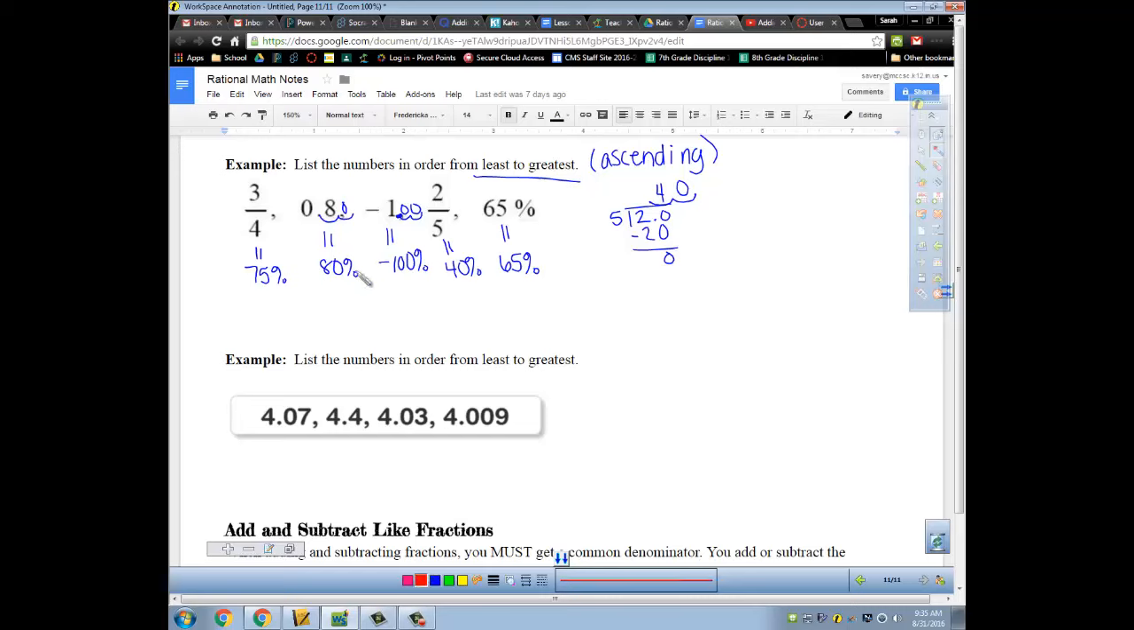Okay, so I'm looking for the smallest number, which was -100%. So I look back and that was my -1. So I like to write the numbers how they were originally. So I'm done with this one, so I'm going to cross it out. The next percentage would have been 40, so that was 2/5. The next percentage was 65%. And then 75%, which was 3/4. Then last, 80%, which was 0.8. So this is the order from least to greatest.